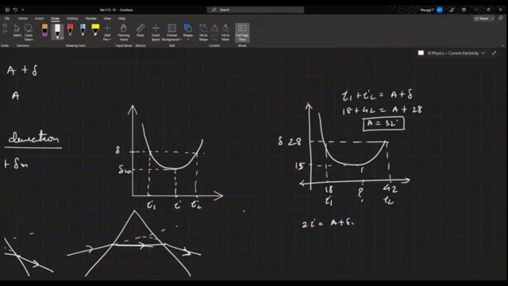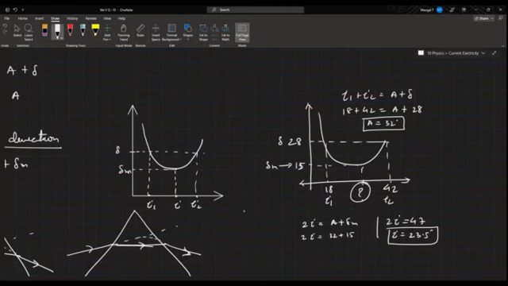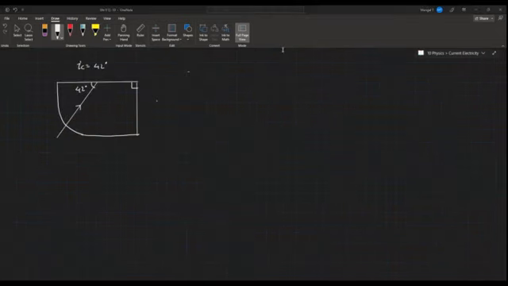2I is equal to A plus delta minimum. 2I is equal to 32 plus 15 because this is delta minimum. So therefore 2I is equal to 47. So I is equal to 23.5 degrees. So this angle over here is 23.5 degrees.